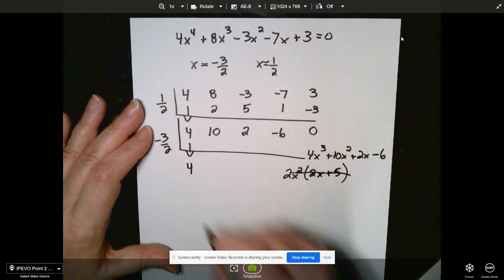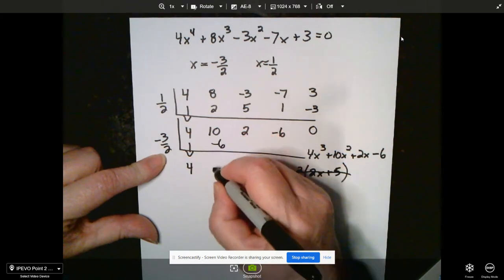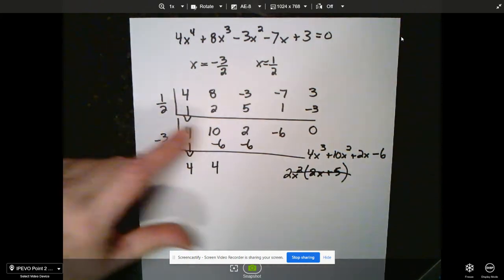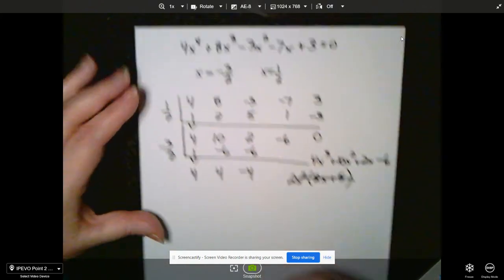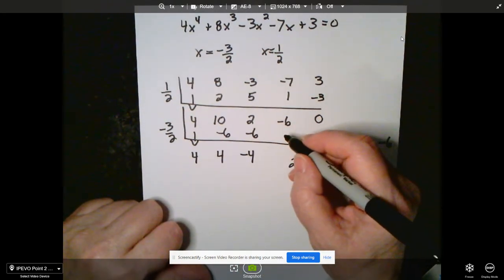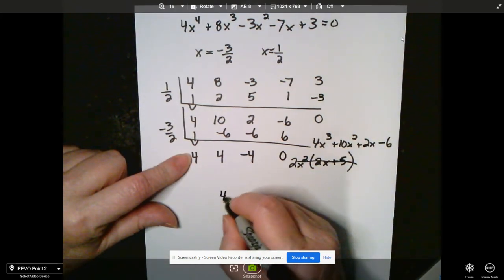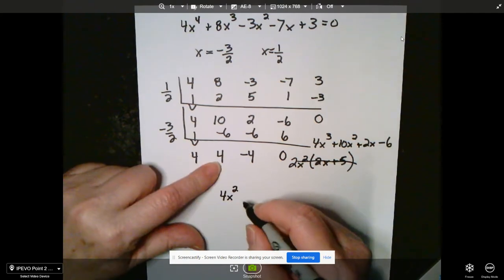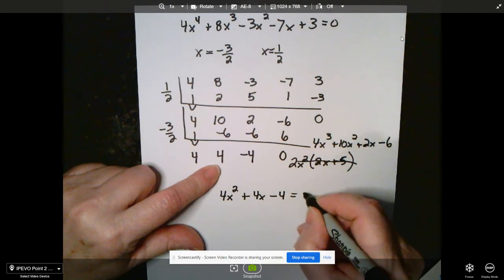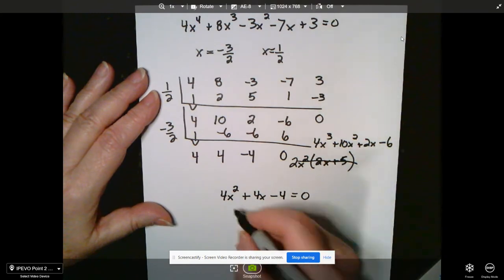I'm going to bring down the 4. I'm going to multiply. That'll be -12/2, which will be a -6. That'll give me a +4. So I know when I multiply again, I'm going to get a -6. When I add, I'm going to get a -4. So now this will give me a +12/2, which will be a +6, which is a 0. So now this tells me I'm left with 4x squared plus 4x minus 4.